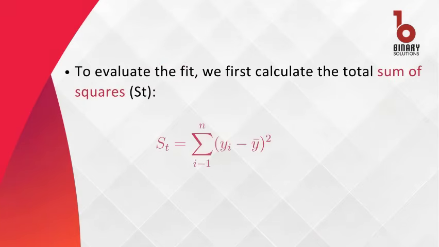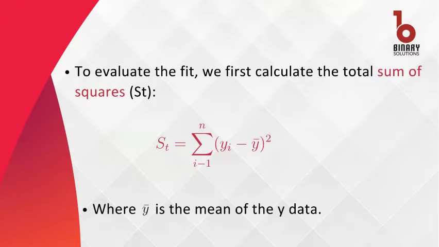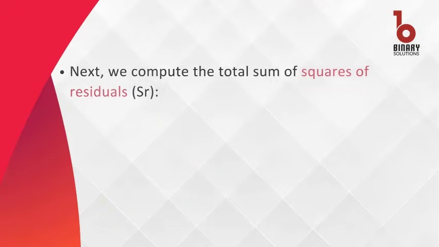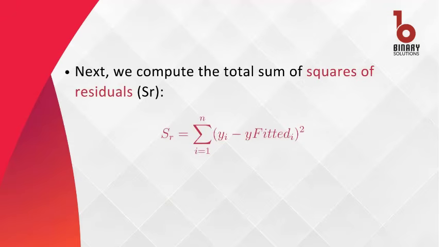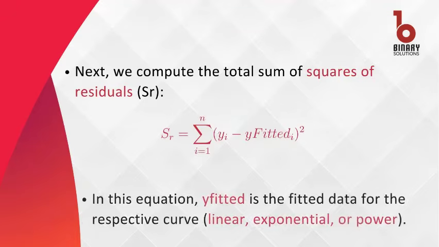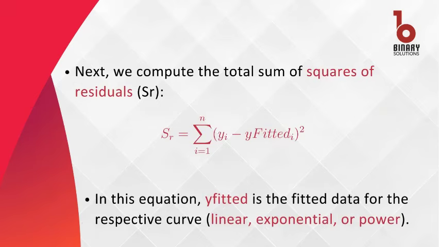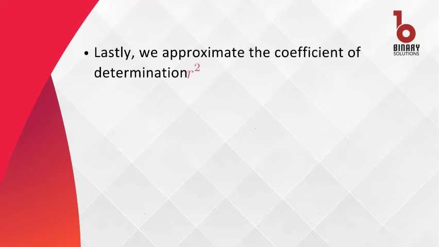In order to evaluate the fit, the first measure is taken with the following formula for the total sum of squares, represented by ST, where y bar represents the mean of the y data. Secondly, we will calculate the total sum of squares of residuals, represented by SR. In this equation, y fitted refers to the data values predicted by the respective curve. Lastly, we will approximate R squared.